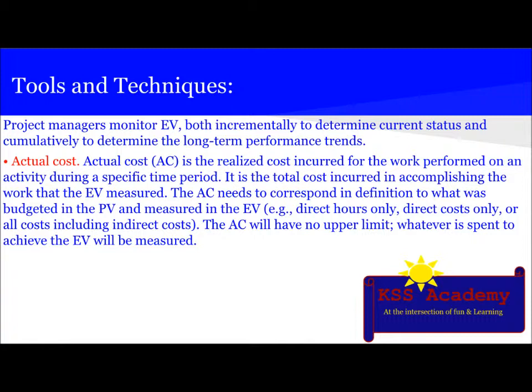The next is actual cost, also known as AC, which is the realized cost incurred for the work performed on an activity during a specific time period. It is the total cost incurred in accomplishing the work that the earned value measured. The actual cost needs to correspond in definition to what was budgeted in the planned value and measured in earned value. Example: direct hours only, direct cost only, or all cost including indirect cost. The actual cost will have no upper limit. Whatever is spent to achieve the earned value will be measured.